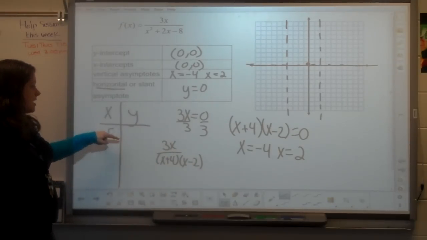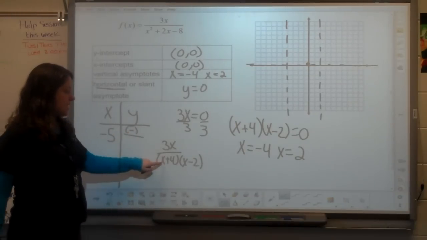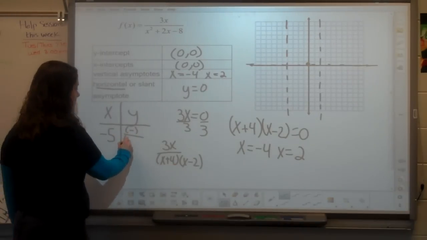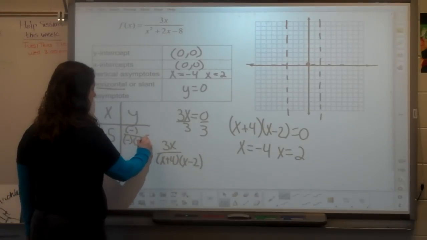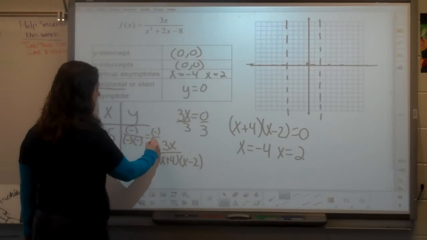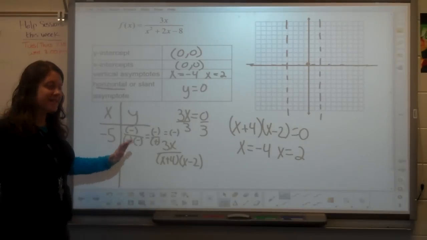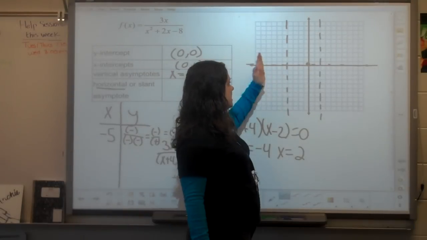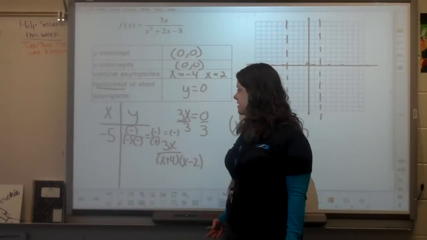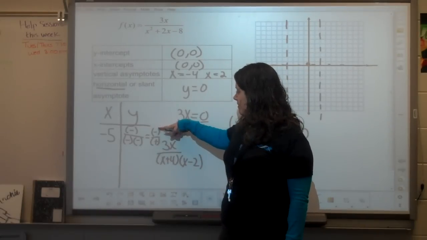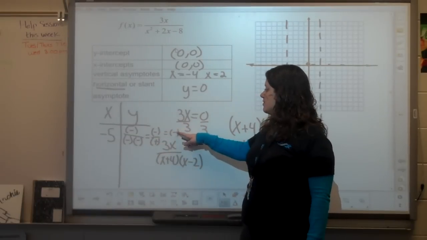So -5. If I plug -5 into the top, that gives me a negative. If I plug in -5 plus 4, that gives me a negative. And if I plug in -5 minus 2, that gives me a negative. So I end up with a negative over a positive, which is a negative. Again, I just pick one point in that neighborhood. One point in this neighborhood is -5, and I plug it in. It doesn't matter what the exact numbers are, I only care about the signs. So I get a negative over a negative times a negative, which gives me a negative over a positive, which gives me a negative.